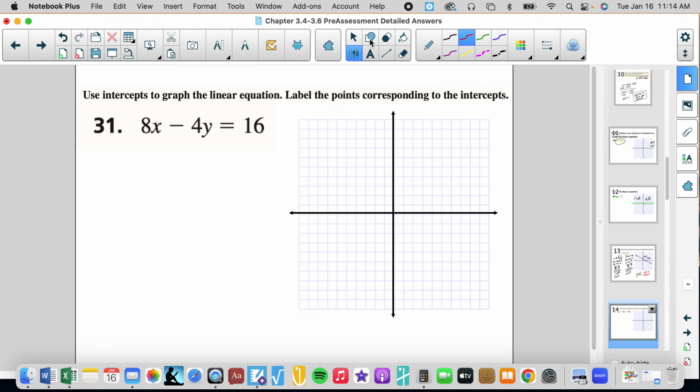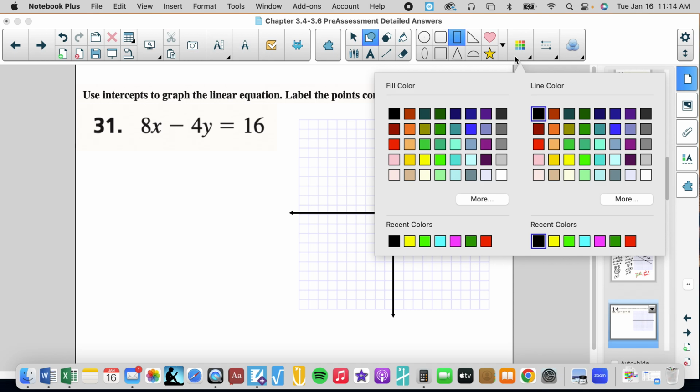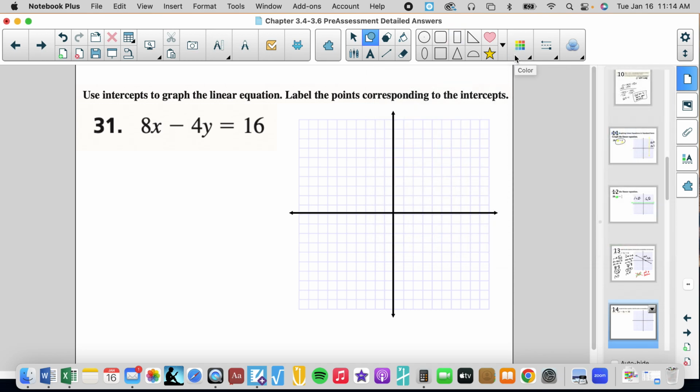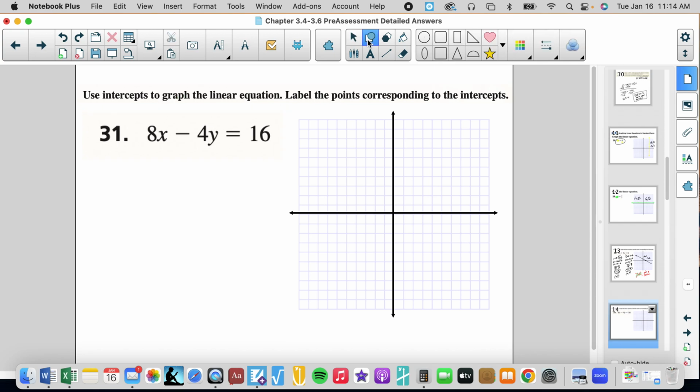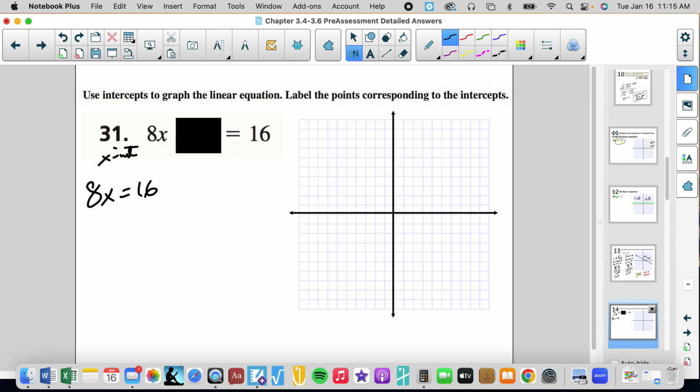So using the cover-up method, I'll show you the cover-up method kind of quick here. So if we want to find the x-intercept, we would cover up the y value. And we notice that we get the statement 8x equals 16. That's the x-intercept. We cover up the y term, divide by 8, and you get x equals 2. So I make a dot on the x-axis, which is 2.